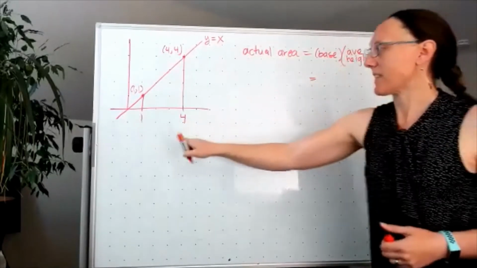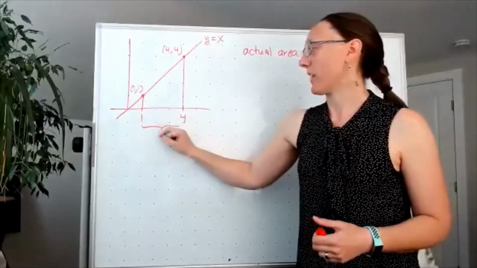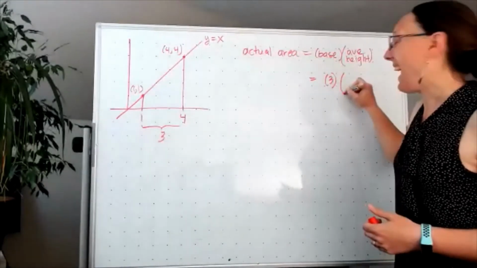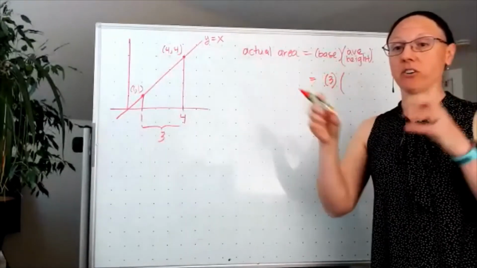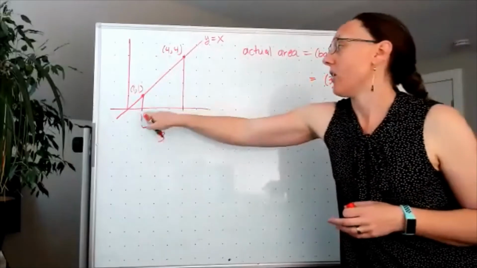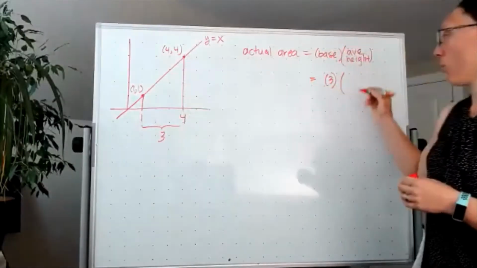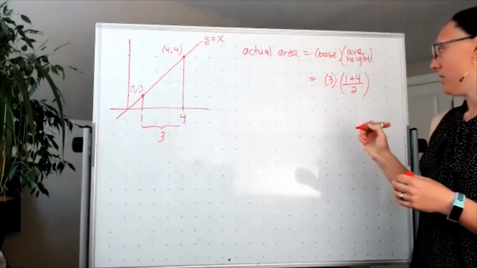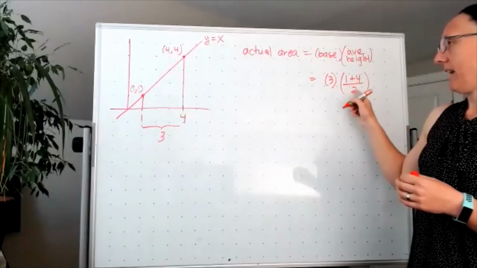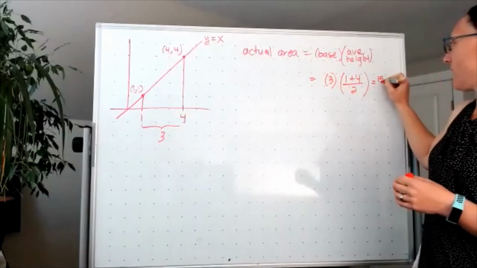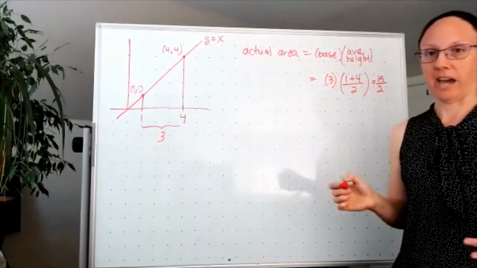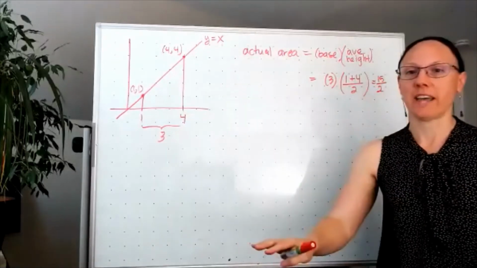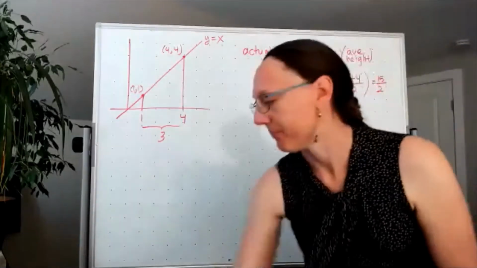So in this case, the base of my trapezoid here is 3 because I'm going from 1 to 4. And the average of the heights looks like I add them together, divide by 2. So the height on this side is 1, the height on this side is 4. So I'd have 1 plus 4 all over 2. What's that? 5 halves, 5 halves times 3. So 15 halves is what I get. That's the actual area. Now we're going to do a whole bunch of calculus to get the same answer.